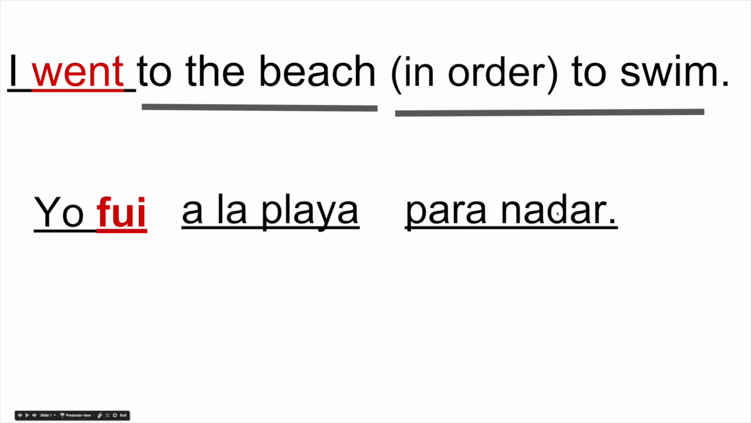Para nadar. Now, notice I have "in order" in parentheses, because para means in order to. But if we leave these out, it sounds better in English. I went to the beach to swim. Most of the time we just say to swim instead of in order to. But what I want you to think about in English is if you can replace "to swim" with the phrase "in order to swim," then you need to use para. Okay? All right, let's move on.